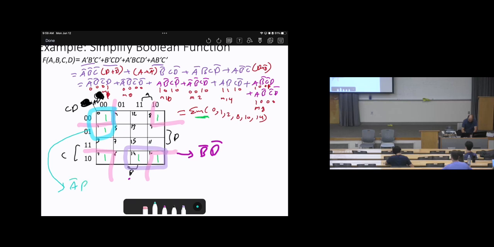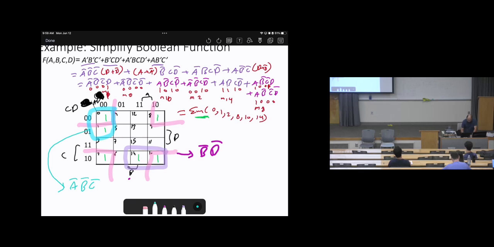A bar, B bar. Look at the variable C. This is C, while this area is C bar, so it will be C bar area. So therefore it will be A bar, B bar, C bar.